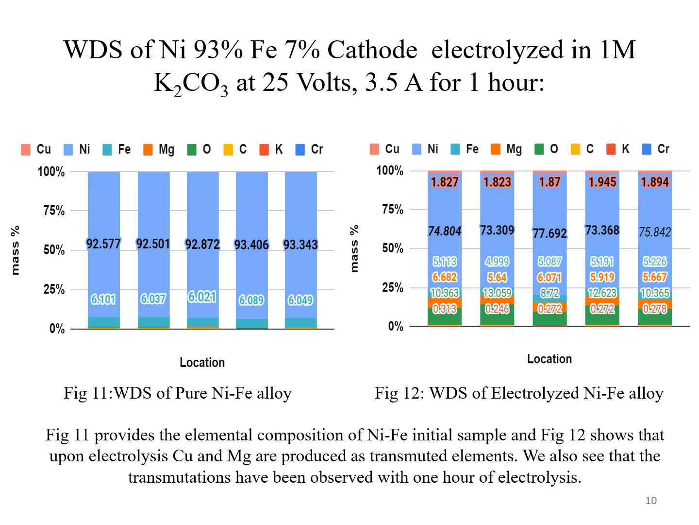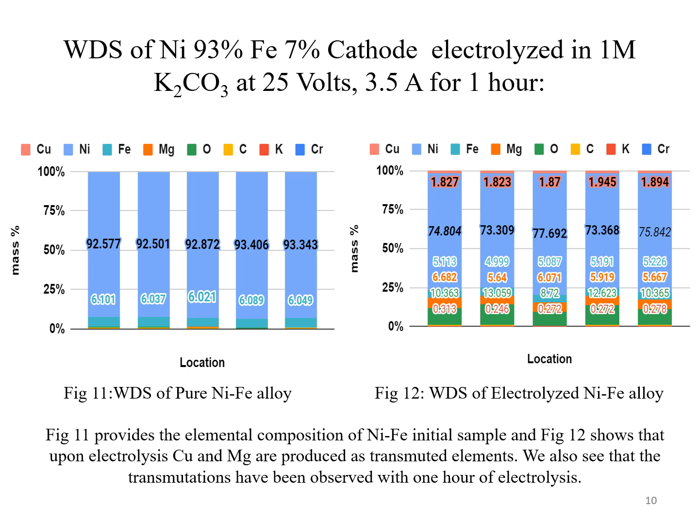This slide shows the WDS data of a nickel iron alloy. Please note that this sample has been electrolyzed only for 1 hour. Looking at figure 11, the WDS confirms the composition of the nickel iron alloy. The nickel is 93% and the iron is 7%.